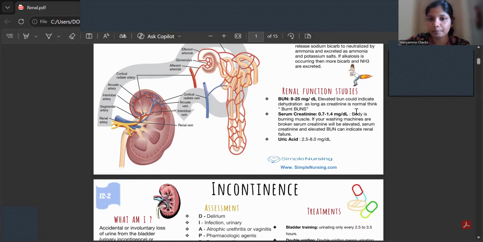These are the standard studies. The renal function tests are important: blood urea, creatinine, uric acid. All these can be called as combined values.